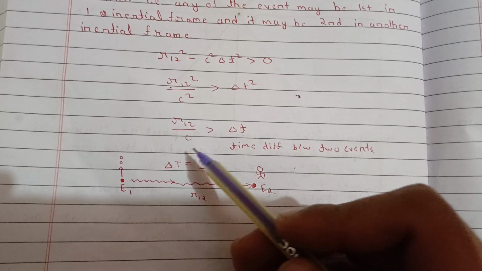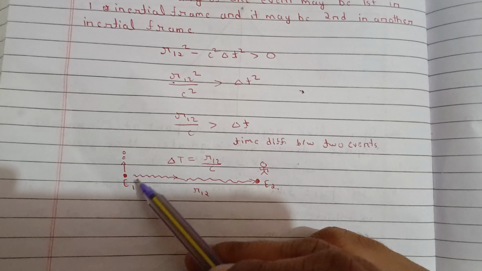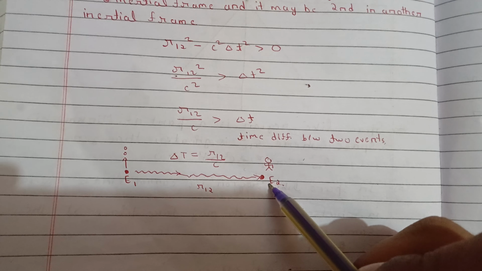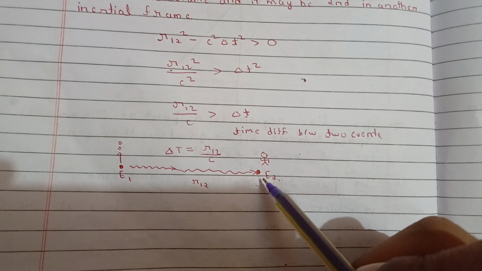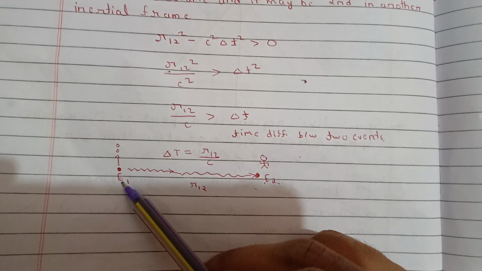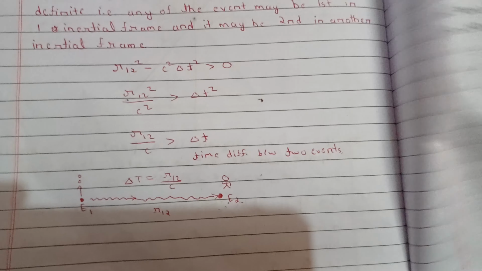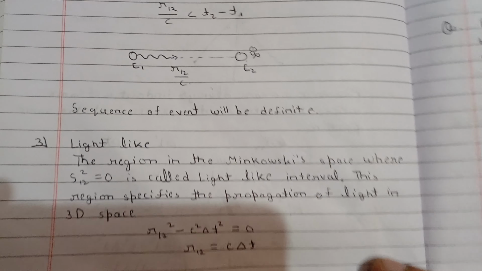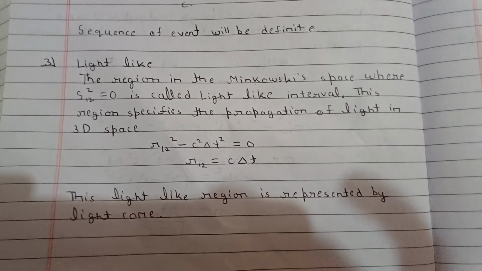Not like this. Here we found that R12 by c is greater than this delta t. That's why the time was greater than this event, so this event occurred already. Now the information came. So we don't know whether this happened first or this happened first. But here we can know. That's why time order is definite in the time-like region of the Minkowski space.